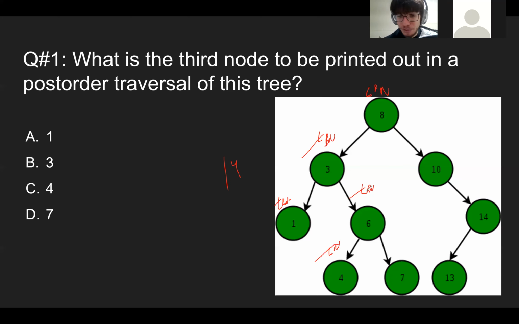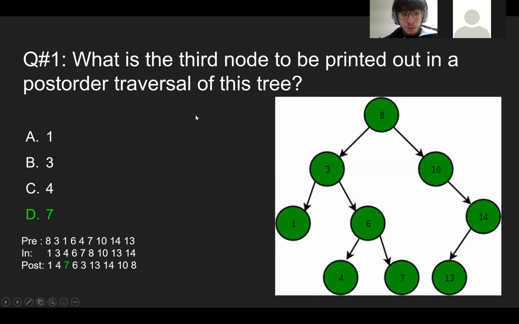We go back up to 6 to try the right subtree. Left, right, node, can't go left, can't go right. But we can grab the node, we can visit it. So 7 is the third one. So yep, 7. So for post order, 7. And if you wanted to just do this as an exercise, you can go through the other ones as well.